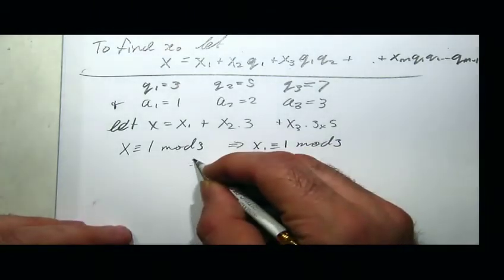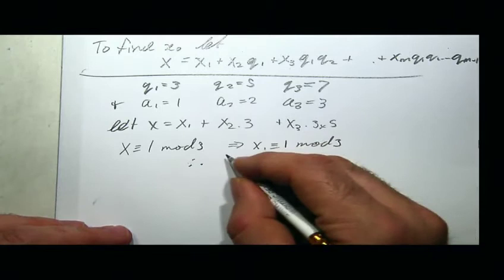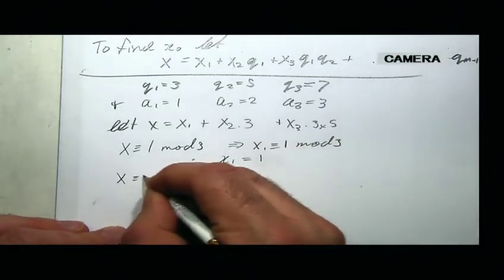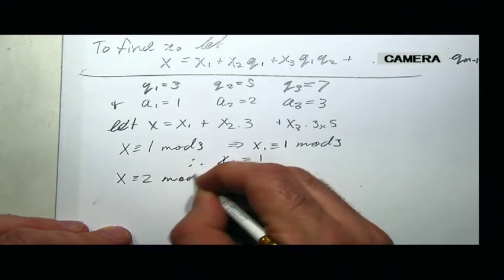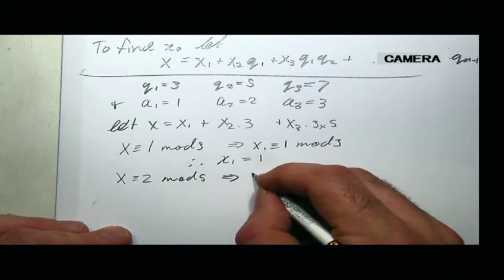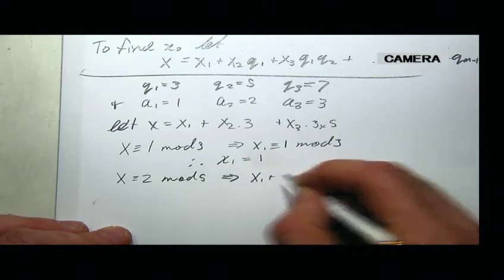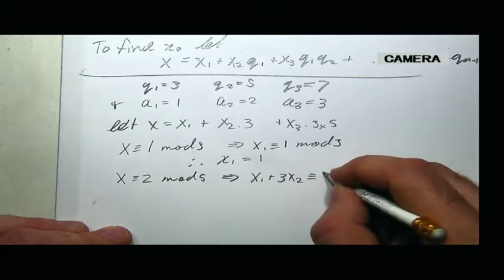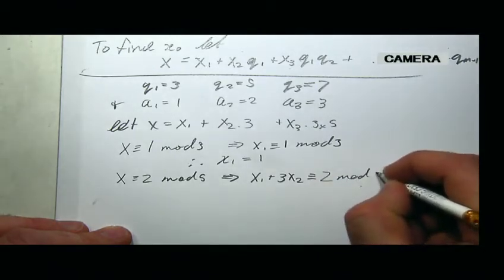Therefore, x1 is equal to 1. X is congruent to 2 mod 5 is going to tell me that x1 plus 3x2 is congruent to 2 mod 5.